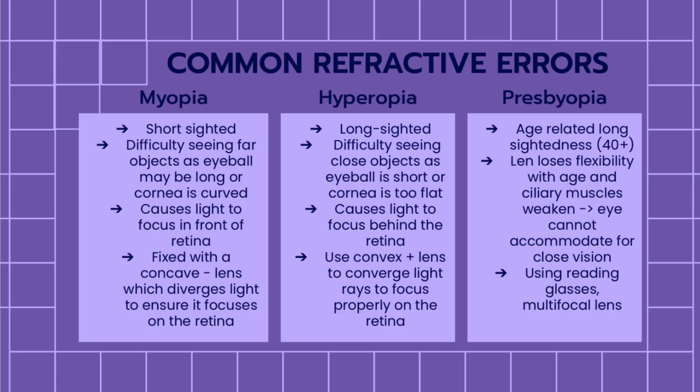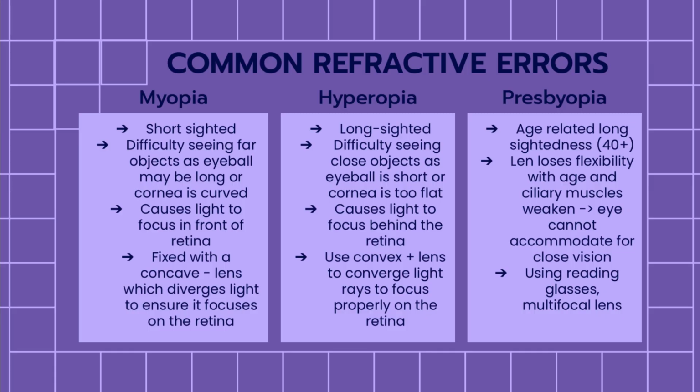Hyperopia means long-sightedness, where people have difficulty seeing closer objects as the eyeball may be too short or the cornea is too flat. Therefore, light tends to focus behind the retina. We can use convex lenses to converge light rays to properly focus on the retina.